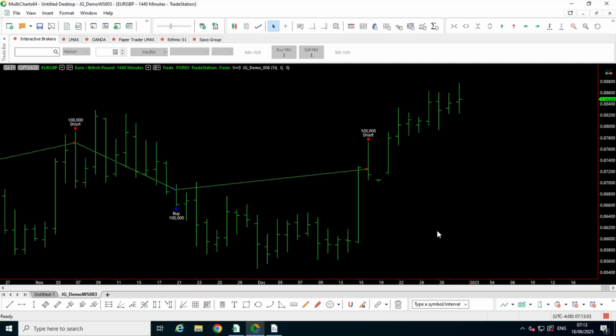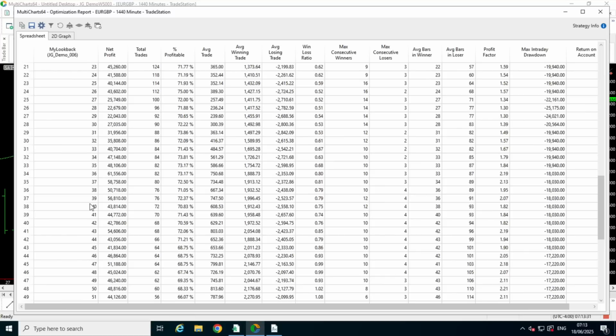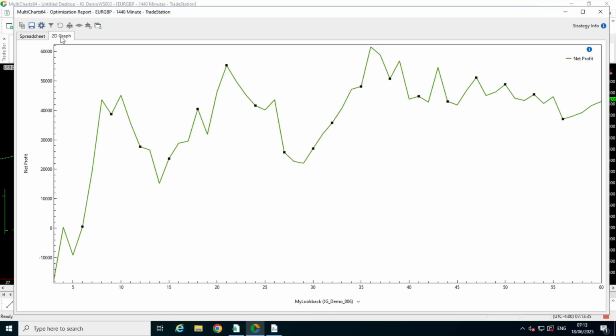Now, instead of testing those 3 look-back periods of 5, 15 and 45 days, this time I want to run a complete test covering the whole range. So from the lower end of the first range, so 3 days, through to the upper end of the longest range, so 60. So I've run an optimization from 3 bars through to 60 bars. And let's see what that looks like. Here we can see my look back. This is the look back length, 3 through to 60 bars. And if we look at a 2D graph, this is a graph showing us net profit.